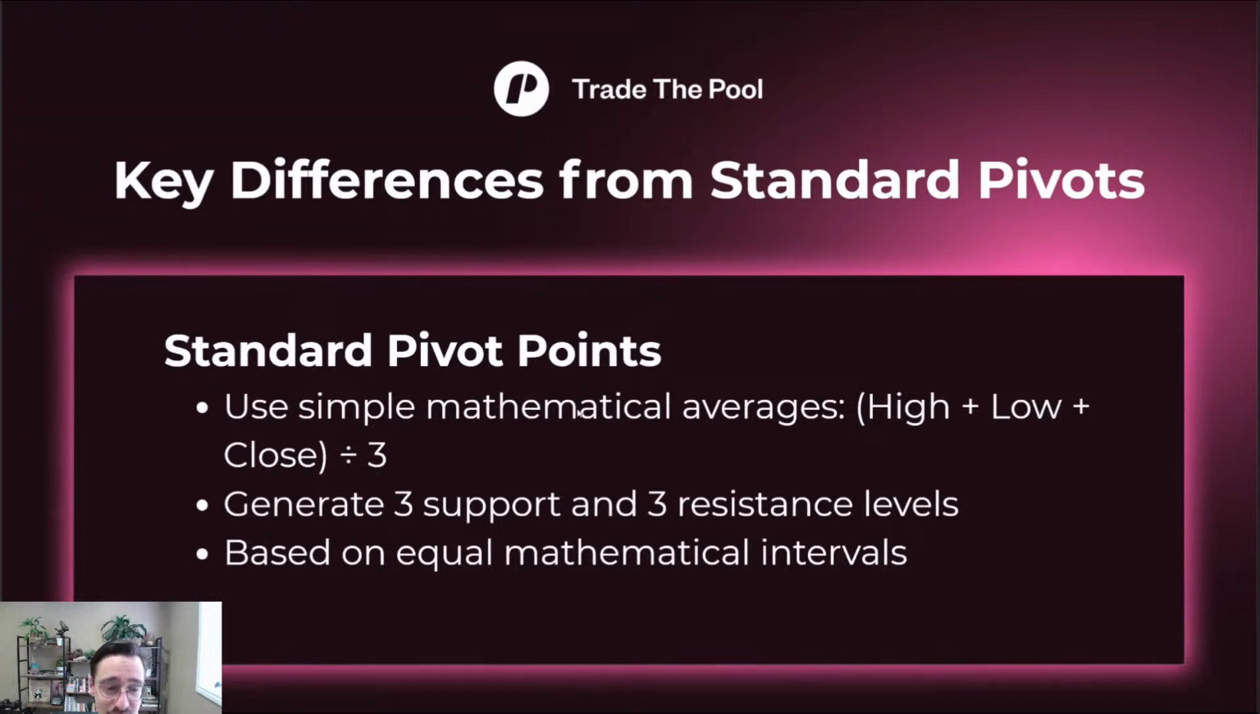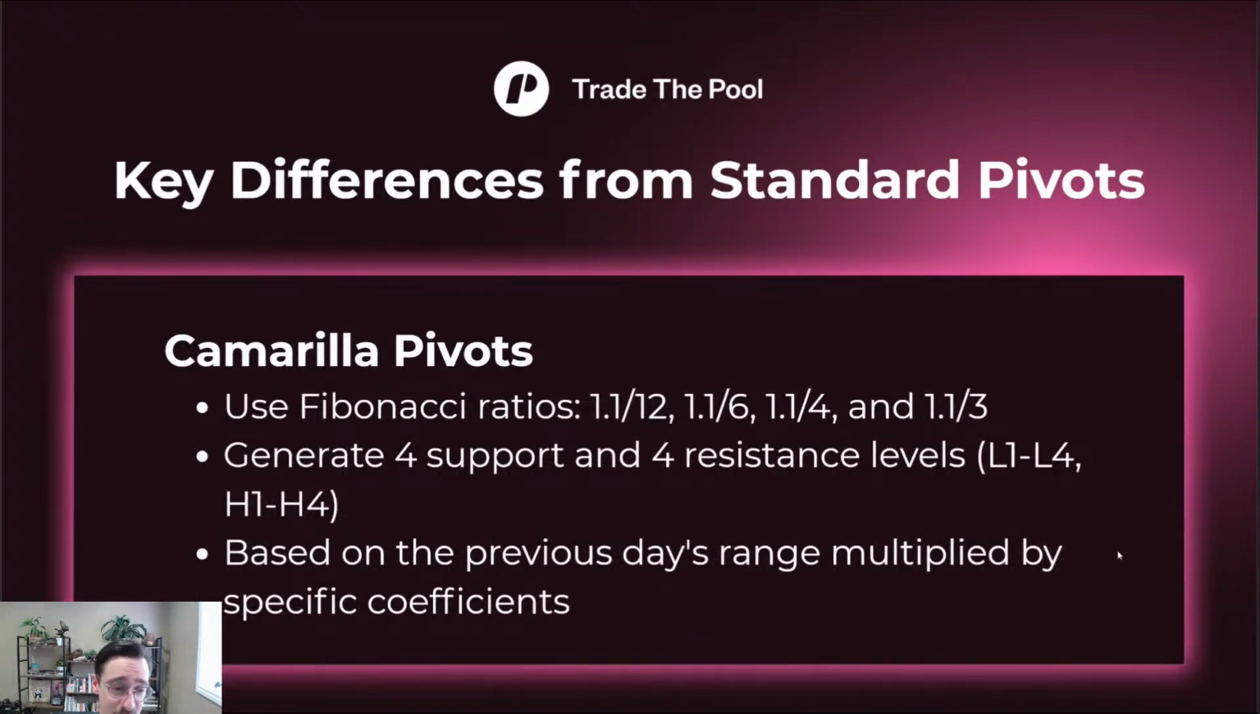I think the reason is that these Camarilla pivots use the Fibonacci ratios. So they're going to use 1.1 over 12, 1.1 over 6, 1.1 over 4, and 1.1 over 3. This will generate four support and four resistance levels. So you've got your L1 through L4 for the low ones, the supports, and H1 to H4 for the resistances or the price targets up above. Sometimes you'll hear these referred to as S4 and R4 for support and resistance, but either way, this is what they're talking about.